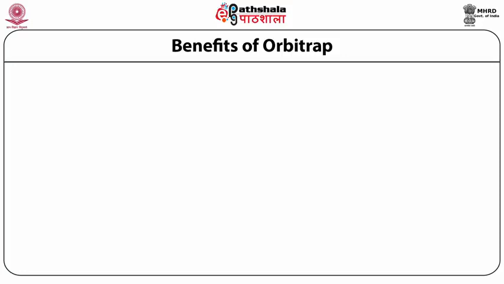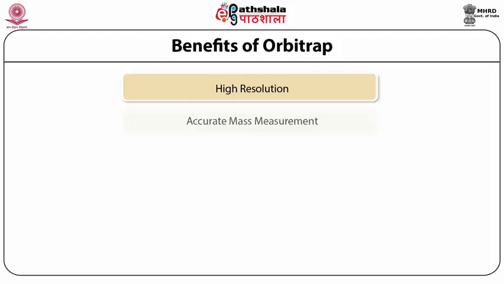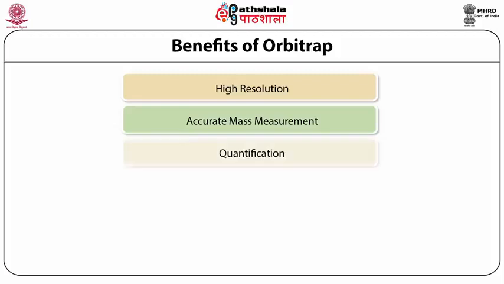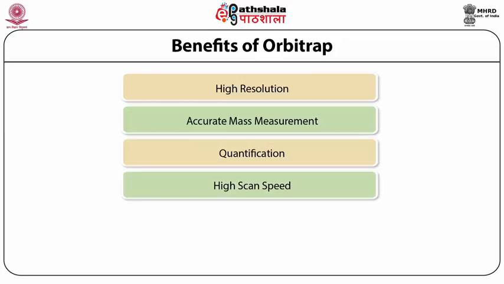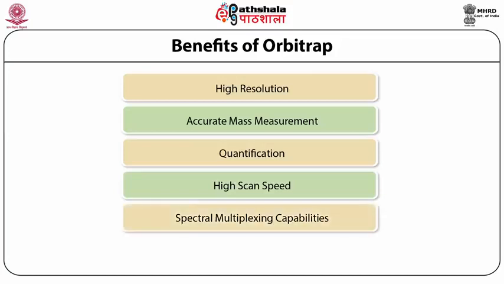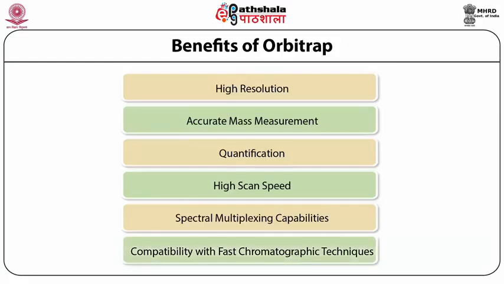As I told you, Orbitrap is the latest development in mass spectrometry analyzer technology. It has a lot of important features which are not there in other analyzers. It gives you high resolution, which means you can carry out accurate mass measurement by using an Orbitrap analyzer. You can do quantification of your analyte. It has a very high scan speed. Spectral multiplexing capabilities are available, so you can record multiple spectra by using an Orbitrap mass spectrometer, and it has compatibility with fast chromatographic techniques.